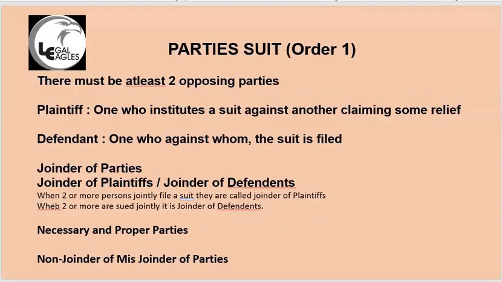So we've discussed suit, right? In every suit, there are two opposing parties: one is the plaintiff, one is the defendant. We discussed plaintiff and defendant earlier. The plaintiff is the one who files the plaint, so he is the one who institutes a suit against another, claiming some relief. I want some relief, so he is filing a suit. Who is the defendant? The defendant is the one against whom the suit is filed. Against him, we are claiming relief.